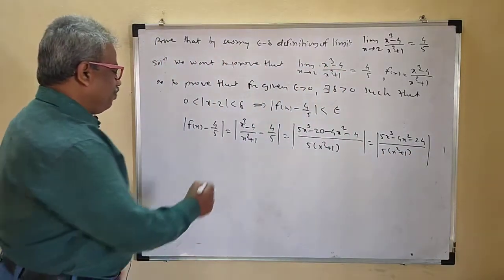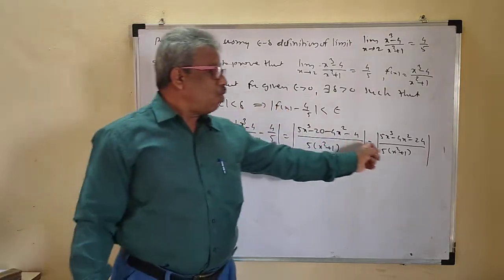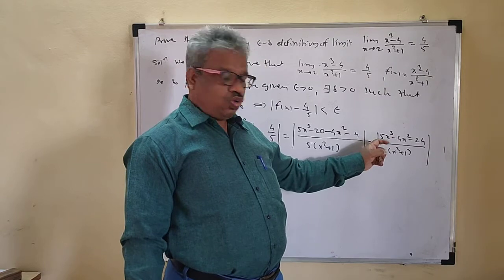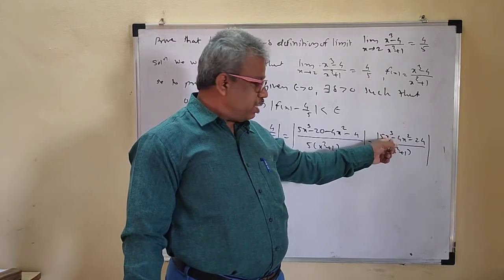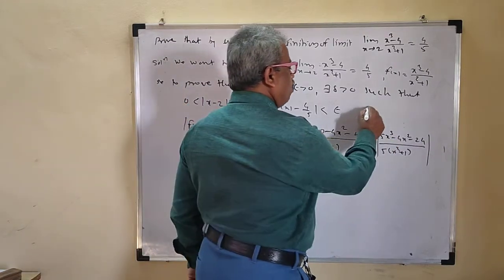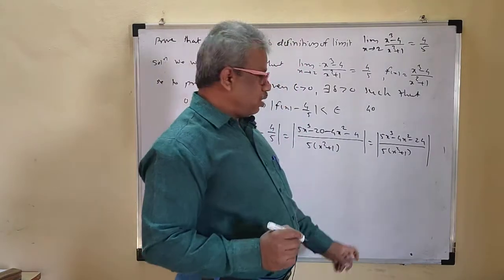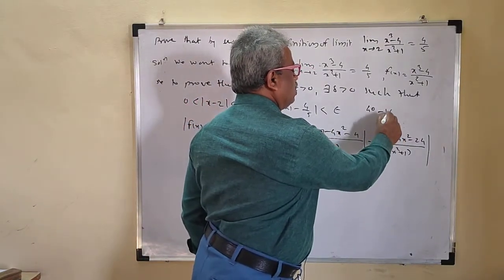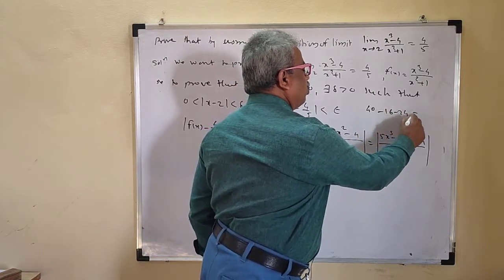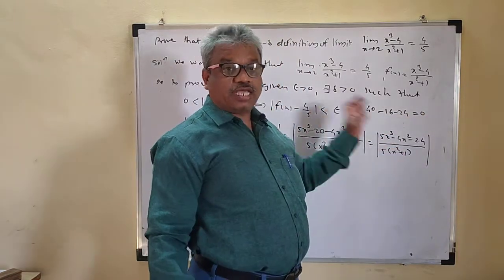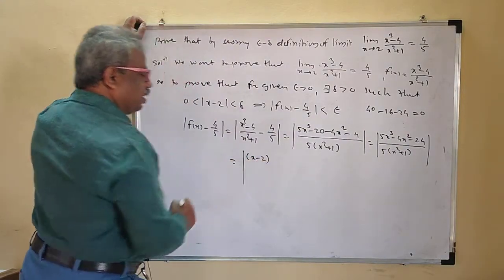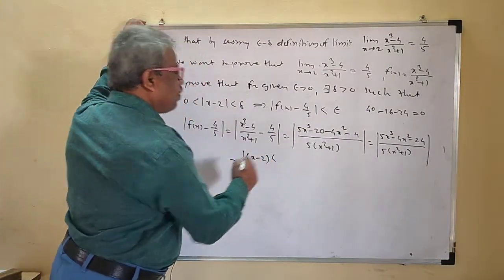Okay, now here I want a factor x minus 2. See, if you put x is equal to 2 here, this is 40, this is 8, then minus 4 times 4, so this is 16, minus 24. Now see, this is 0. That means x minus 2 is a factor, and that we want here. You have to find the second factor now.